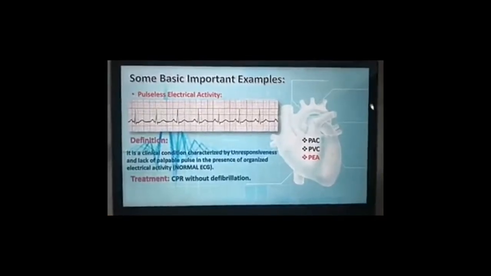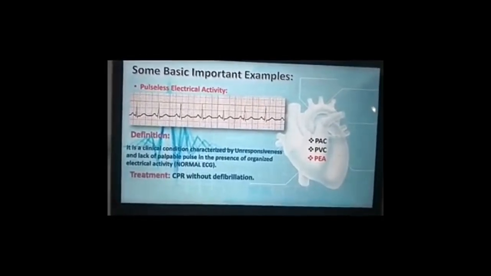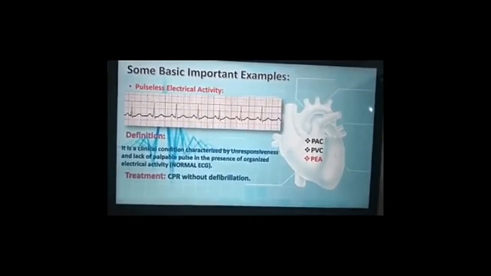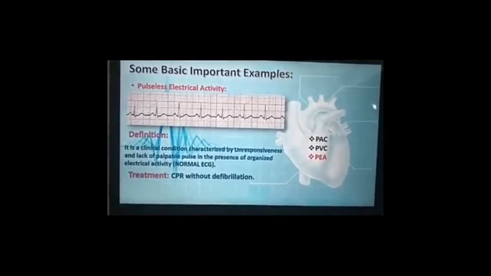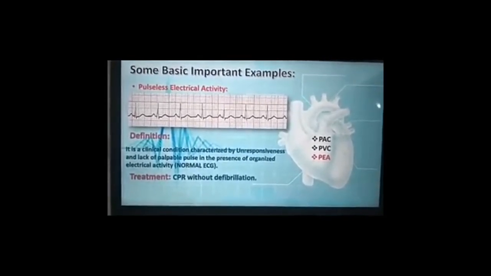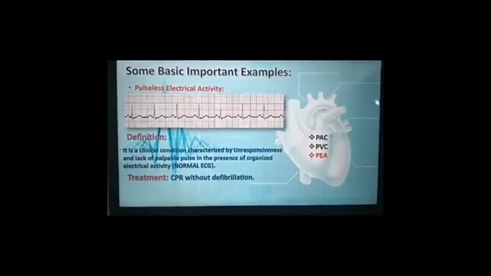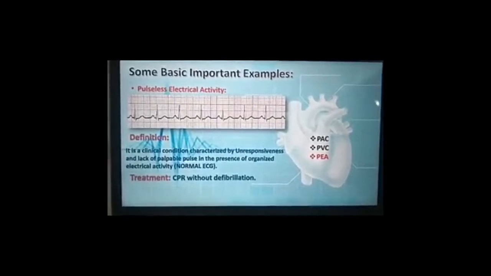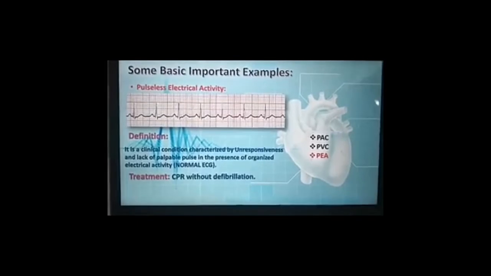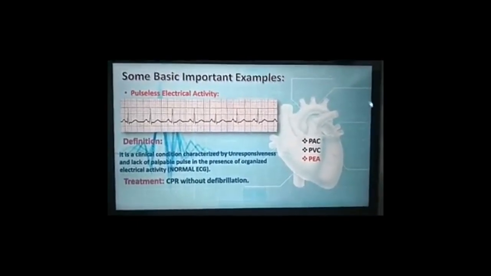The last thing I will talk about is PEA, pulseless electrical activity. The definition is a clinical condition characterized by unresponsiveness and lack of palpable pulse in the presence of organized electrical activity. It means there will be a normal ECG, there will be organized electrical activity, but when the provider makes the assessment, he will not find any palpable pulse. So the treatment here is doing CPR without shock or defibrillation.